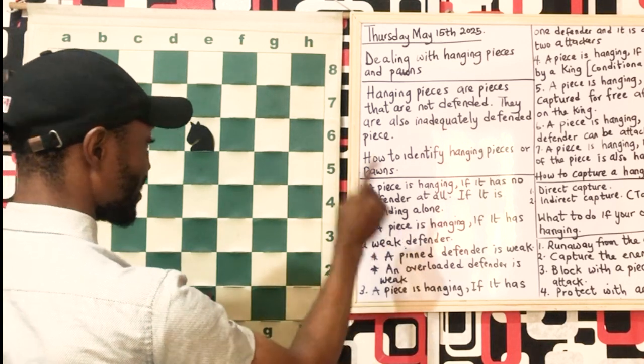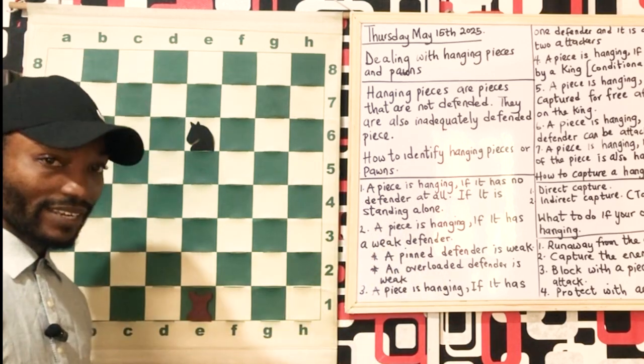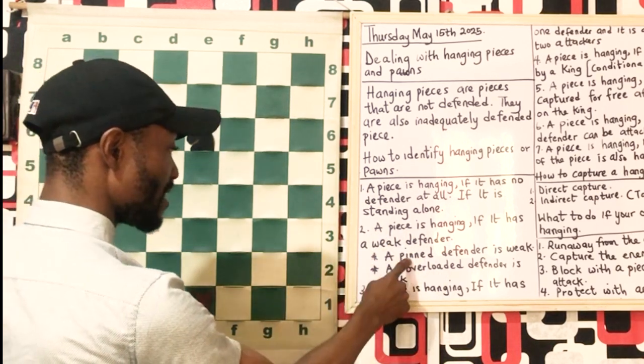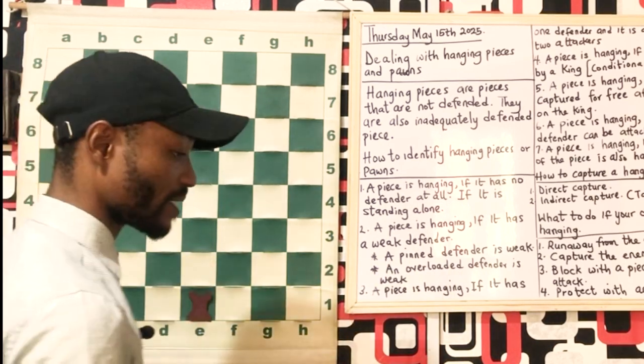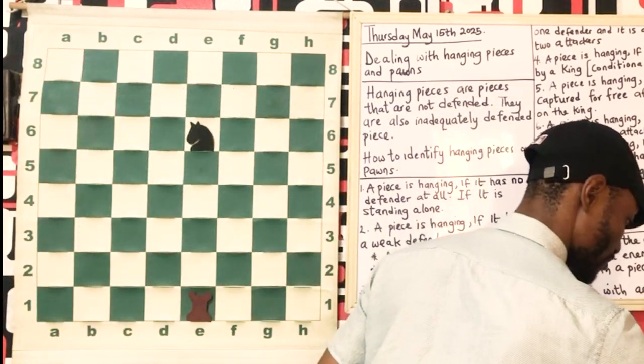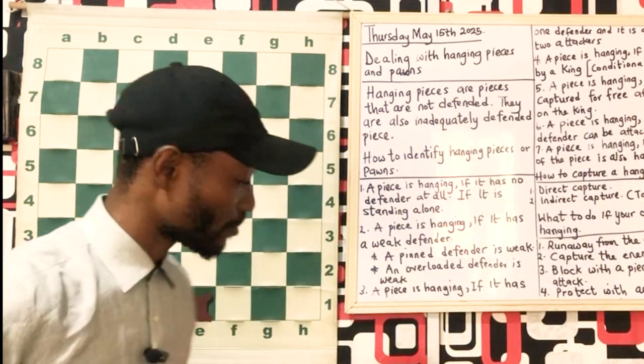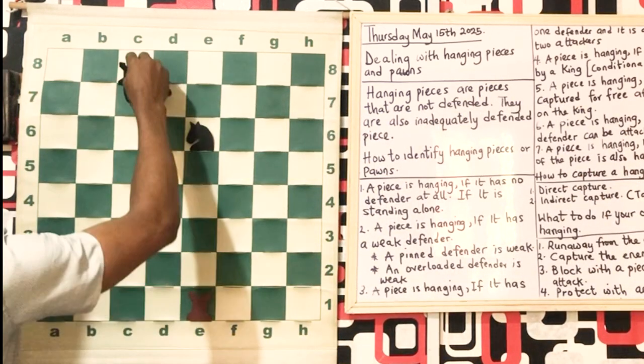A piece is hanging if it has a weak defender. A pinned defender is weak. I'll give you an example. I have, let's say, a black rook standing somewhere here.